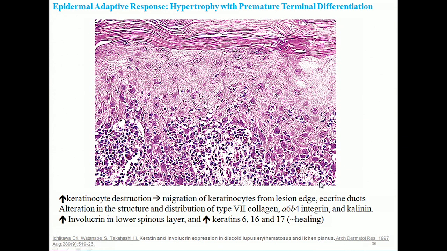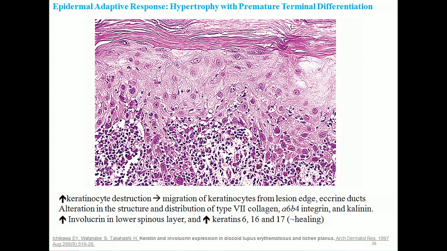Now, the adaptive response for a lichenoid infiltrate is actually hypertrophy with premature terminal differentiation. And so increased keratinocyte destruction results in migration of keratinocytes from the lesion edge. It's not due to increased mitotic activity of keratinocytes, but migration from the lateral edges as well as coming up from the eccrine ducts and the hair follicles.